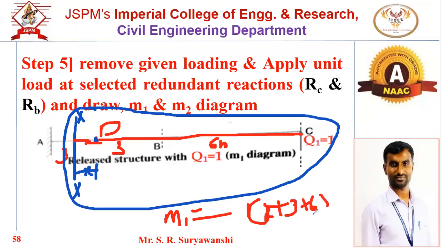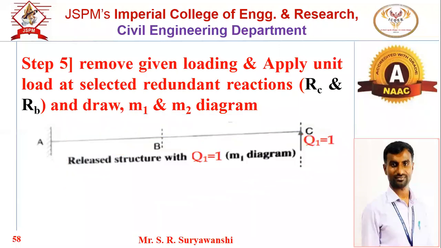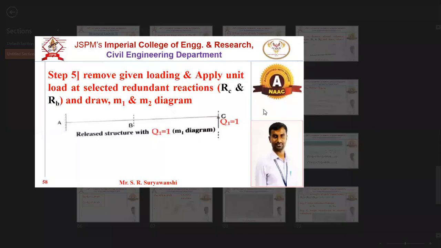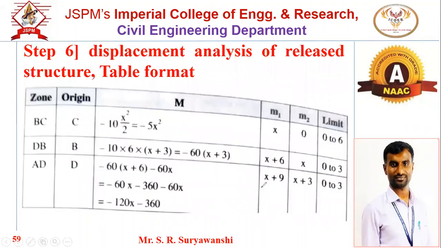So if you simplify, what we get? X plus 9. Clear? X plus 9. Very good. X plus 9. 1 into this total distance, x plus 3 plus 6. X plus 9. Okay. So M1 for AD, it will be x plus 9. See here, x plus 9. X plus 3 plus 6. Sir? Yes.